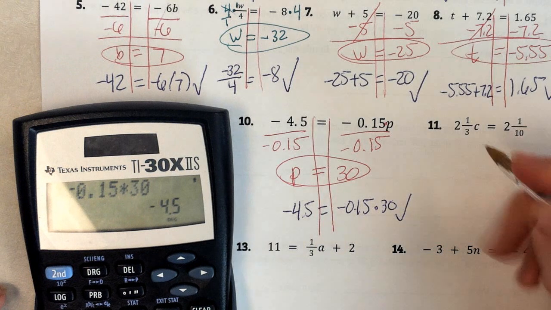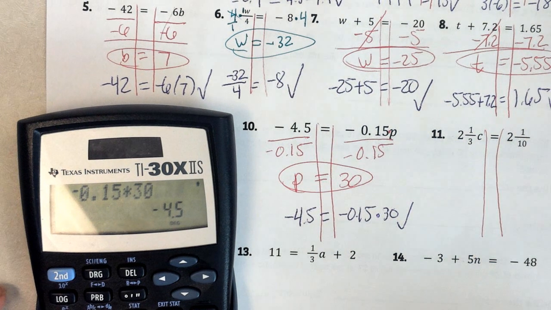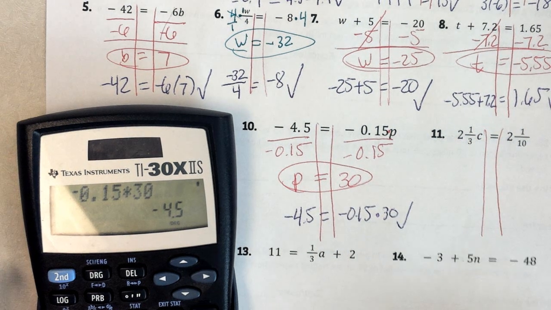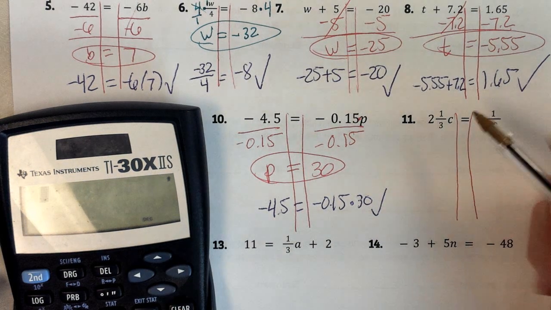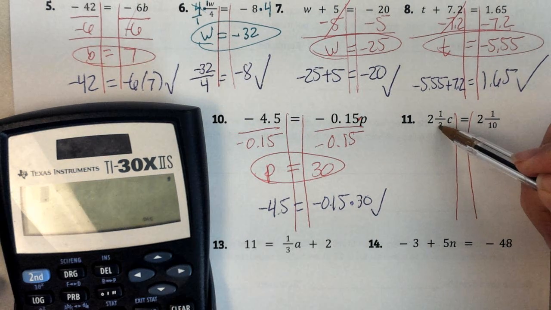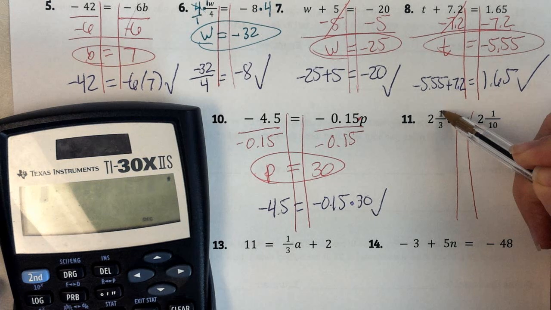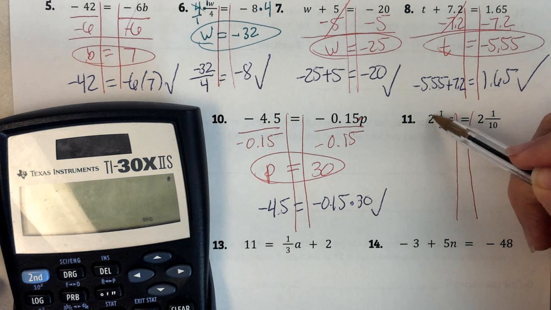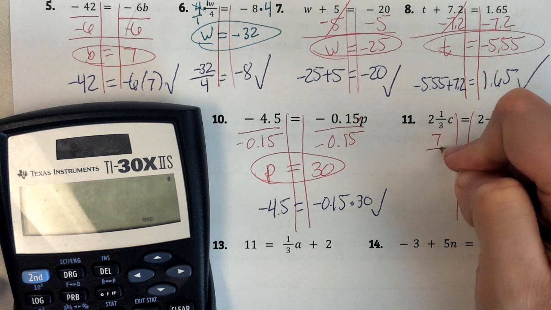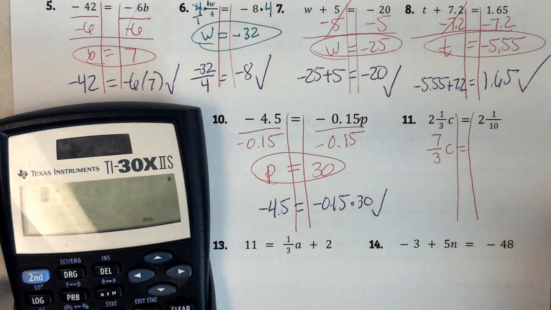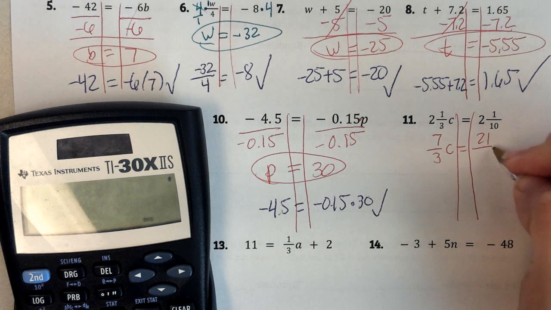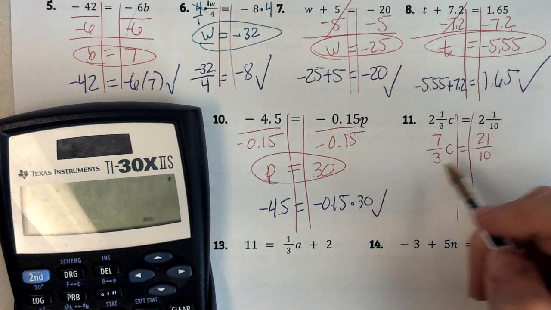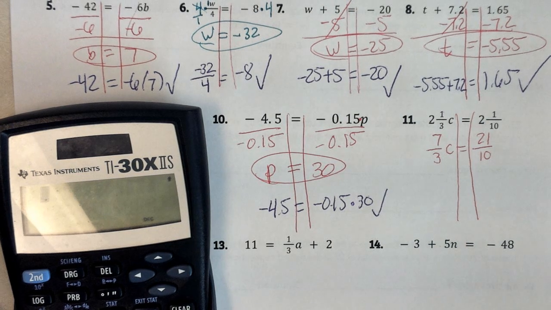This one's the trickiest one we've had so far. The first thing you have to do is change these into improper fractions. We can't do anything yet with the mixed numbers. So remember, to do that, we take 3 times 2 plus 1. So 3 times 2 is 6, plus 1 is 7. Keep the bottom number. On this other side, we have to do the same thing. 10 times 2 is 20, plus 1 is 21. Keep the bottom number.